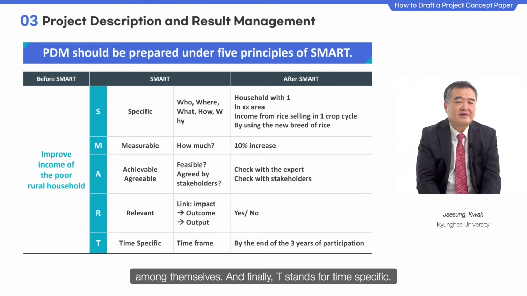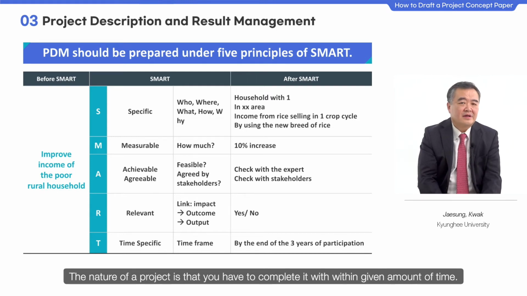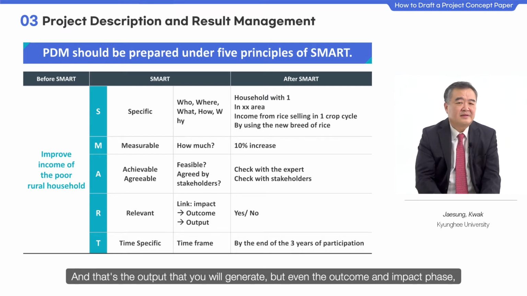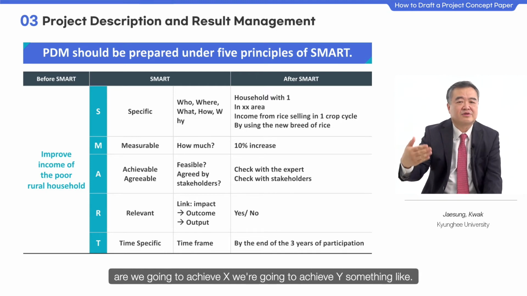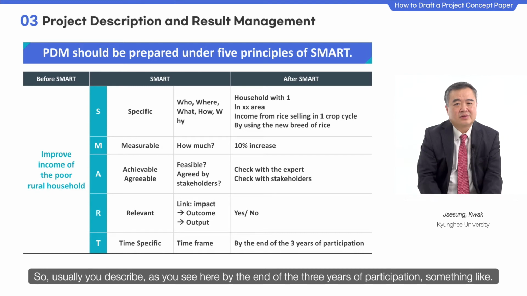And finally, T stands for time specific. The nature of a project is that you have to complete it within a given amount of time. And that's the output that you will generate. But even the outcome and impact phase, you have to design within 2 years, within 3 years, we're going to achieve X, we're going to achieve Y. So usually you describe, as you see here, by the end of the 3 years of participation, something like that.